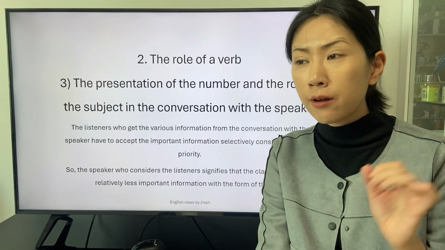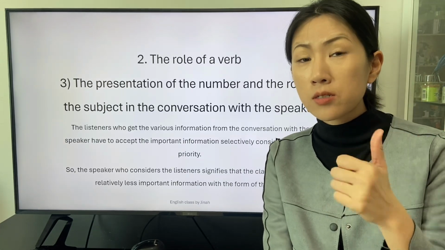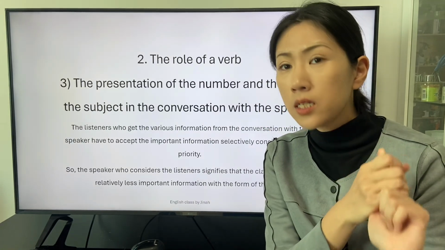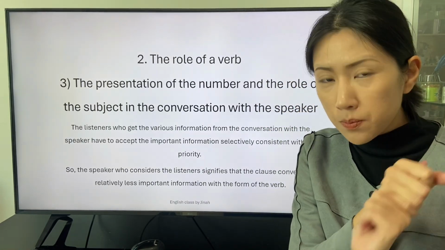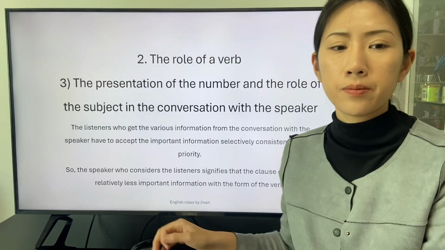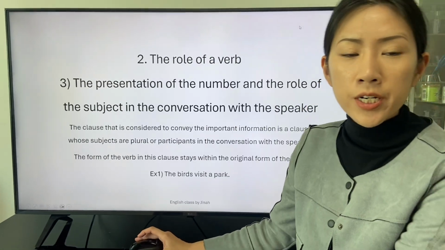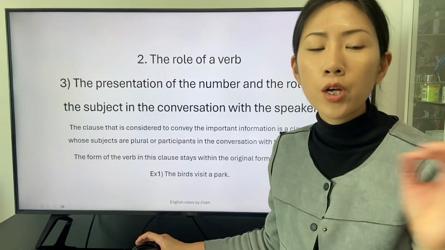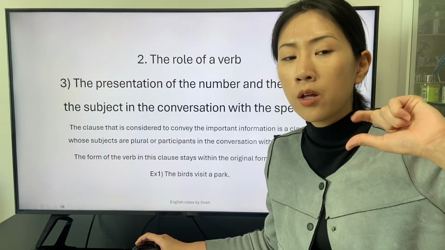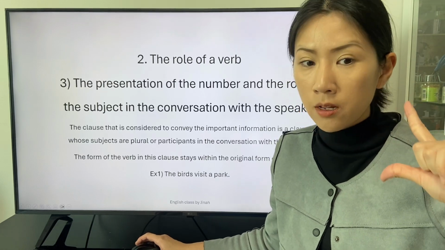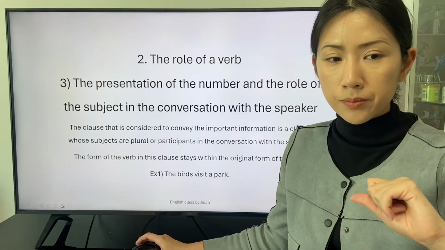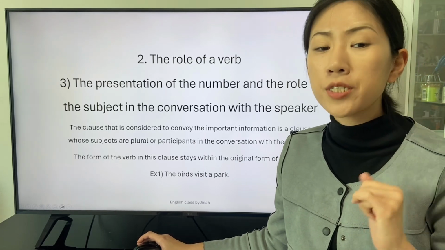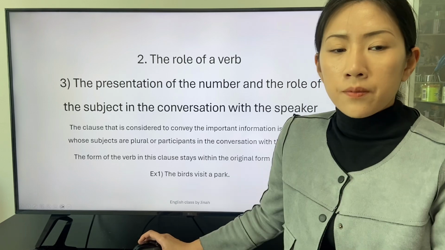The one out of four cases is that the subject is singular and is not a participant in the conversation with the speaker. The clause that is considered to convey the important information is a clause whose subjects are plural or participants in the conversation with the speaker. The form of the verb in this clause stays within the original form of the verb.